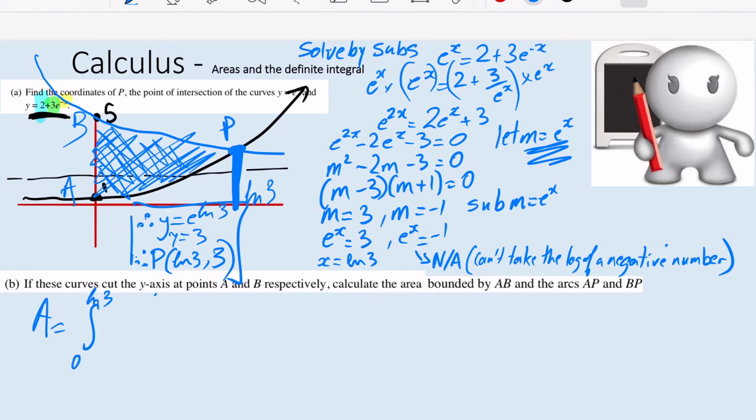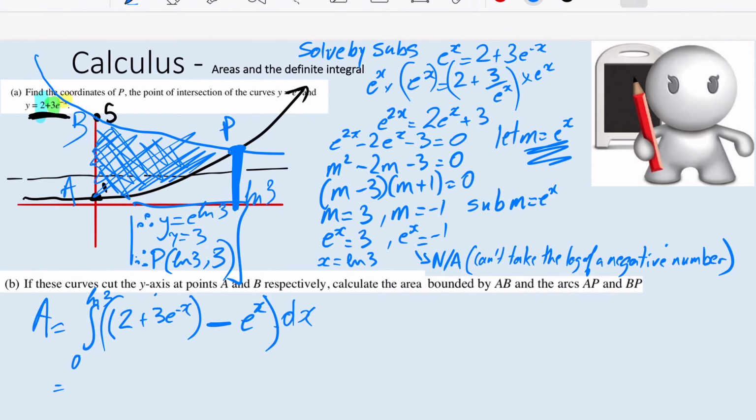Okay, now what's the top curve? The curve that lies on top? Well, it's 2 plus 3e to the negative x. And then I'm subtracting from it the function that lies on the bottom, which is e to the power of x. Okay, and I'm integrating all of that, okay, with respects to x. All right, so let's do that.